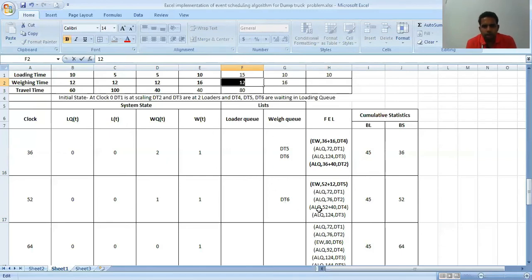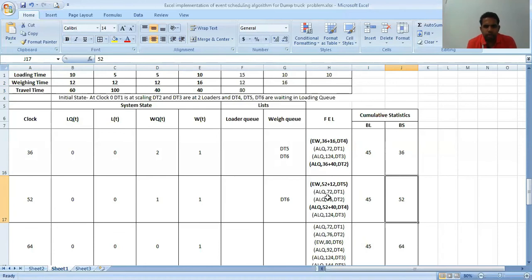And DT4 will be traveling for 40 minutes from now. So that is given from this place. Until this time, only the loader was busy up to 45 minutes, and the scaling machine is still busy up to 52 minutes. So that's the reason it is 52.